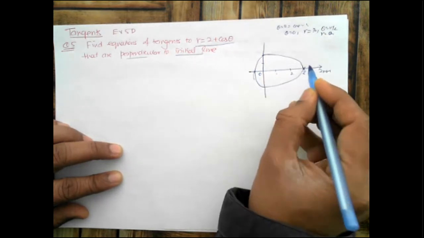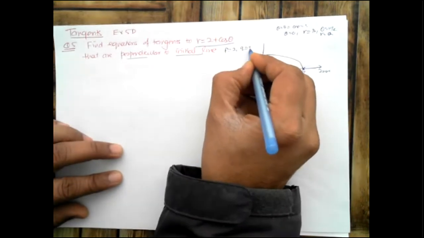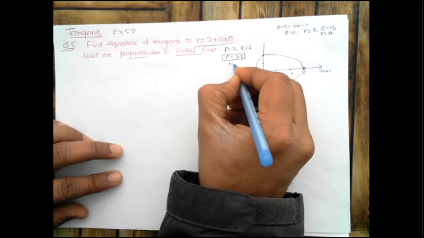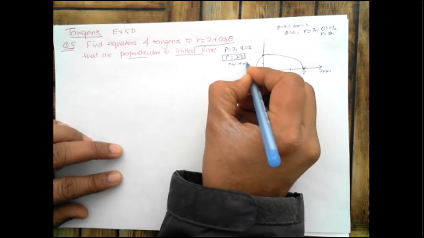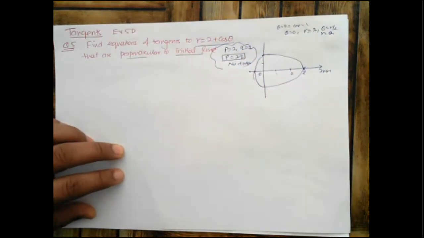And I'm pretty sure it's a symmetrical curve. Let me quickly check: P is equal to 2 and Q is equal to 1, so P is equal to 2Q. That means there's no dimple. Okay, this is our revision of the previous things we've done before. So this is what it is now.